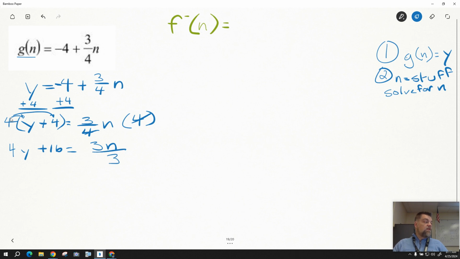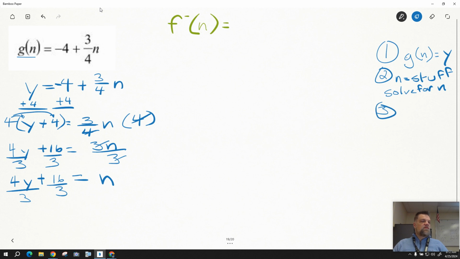Next, I'm going to divide by 3. Whenever you divide one term by 3, you have to divide every term by 3. These 3's will cancel in the sense that 3 divided by 3 is 1, so I'm left with n equals 4y over 3 plus 16 over 3. Now on this one, this will be kind of fun.